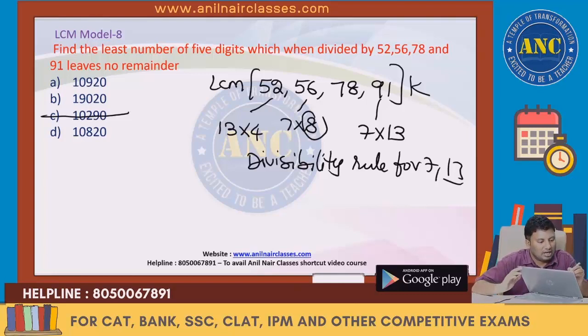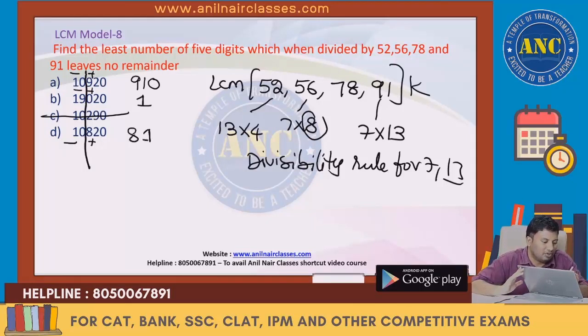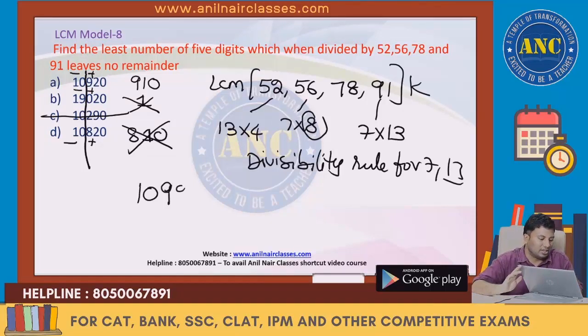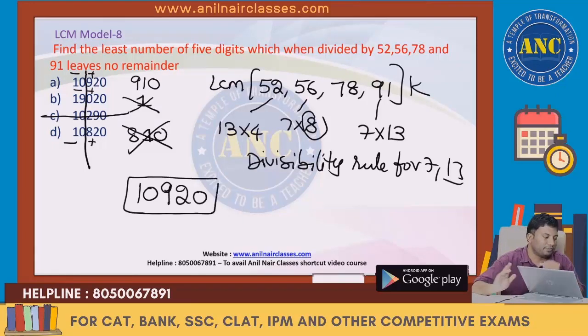What is the logic? Take a group of 3 digits. Alternately plus minus. 920 minus 10, 910. 20 minus 19, which is 1. 820 minus 10, which is 810. Answer should be divisible by 7. 910 is divisible by 7. It is also divisible by 13. So answer is 10920. Idea clear, right? Next one.